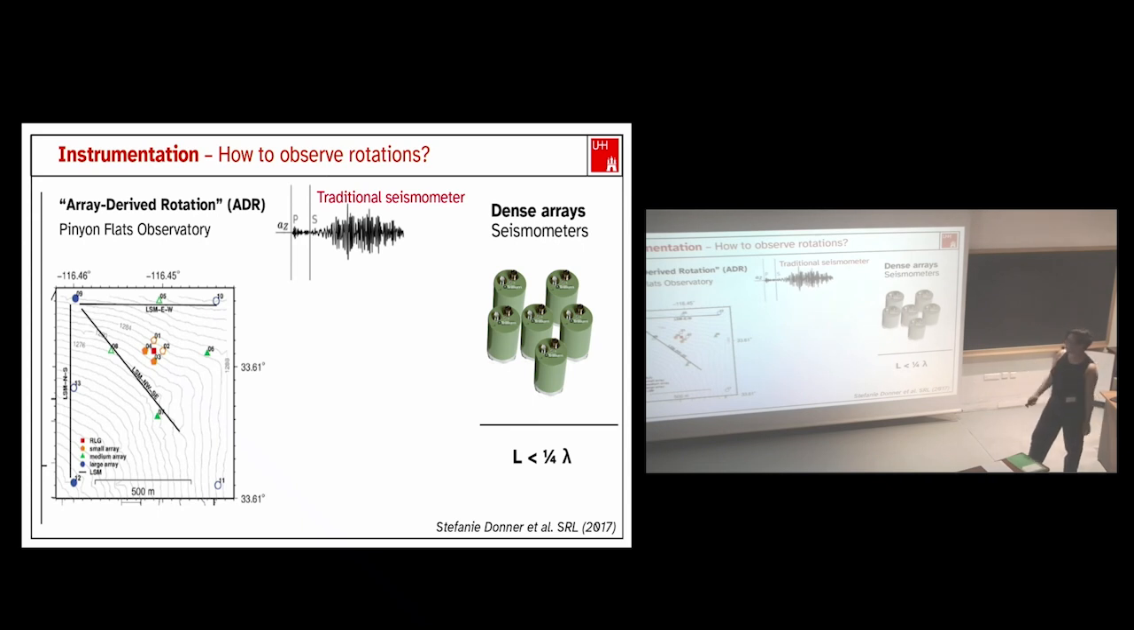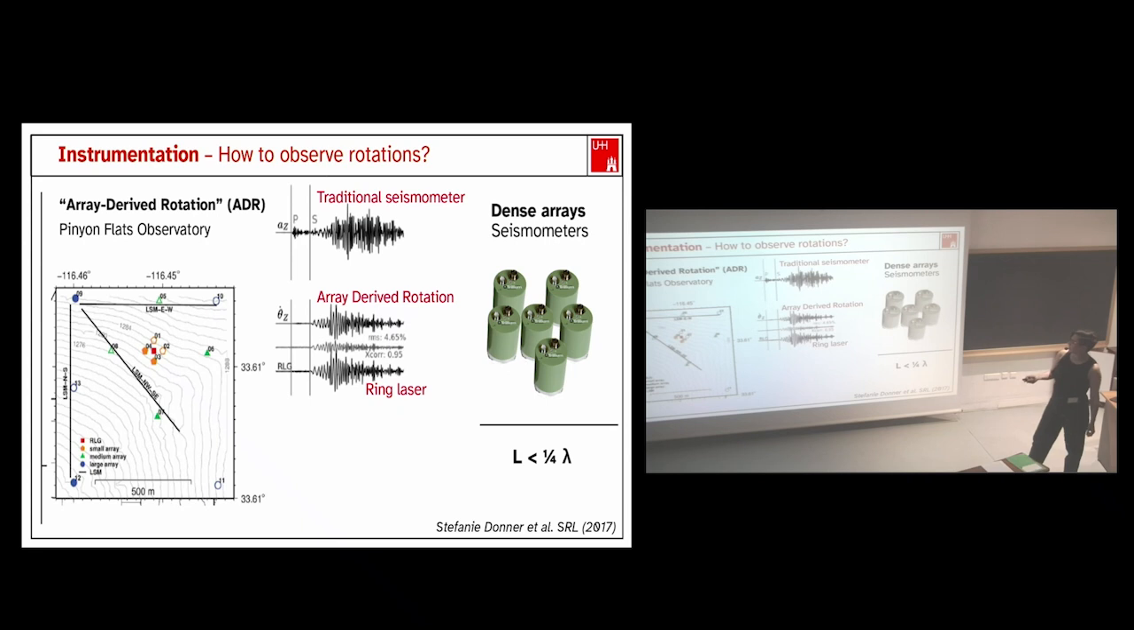So for comparison, the traditional seismometer measures this when there's an earthquake. I think it was in Mexico. Then the ring laser measured this waveform for rotation. And by using the seismometers around it and doing this spatial differentiation, you can get this signal for what we call array-derived rotation. Visually it looks similar, and if you calculate the correlation coefficients between the two signals, it's pretty good.